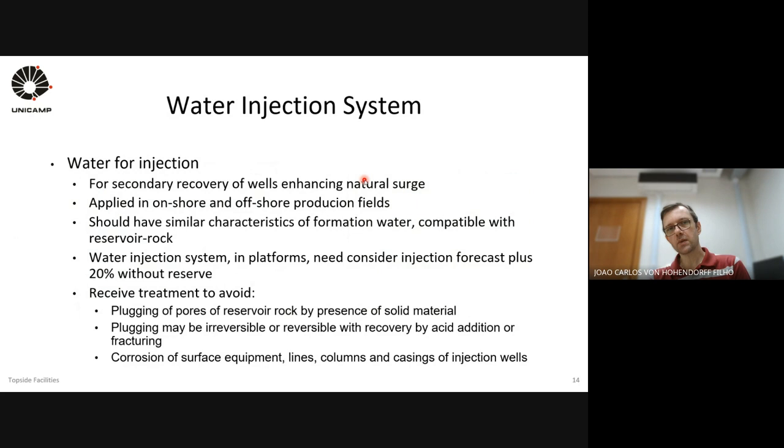We have the water injection system. From some oil movement in the platform, for example for offloading, it's a similar idea, but what is interesting about water for injection in our case? We use water for secondary recovery of wells, enhancing the natural surge of the field. That is a very good recovery method for oil recovery, and this methodology is applied in offshore fields around the world.